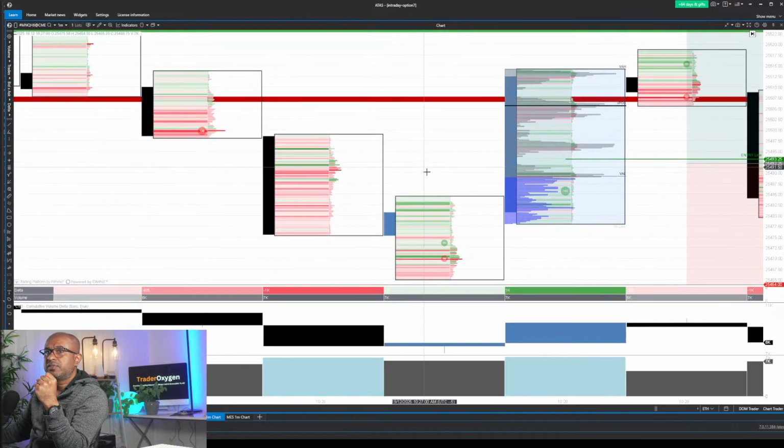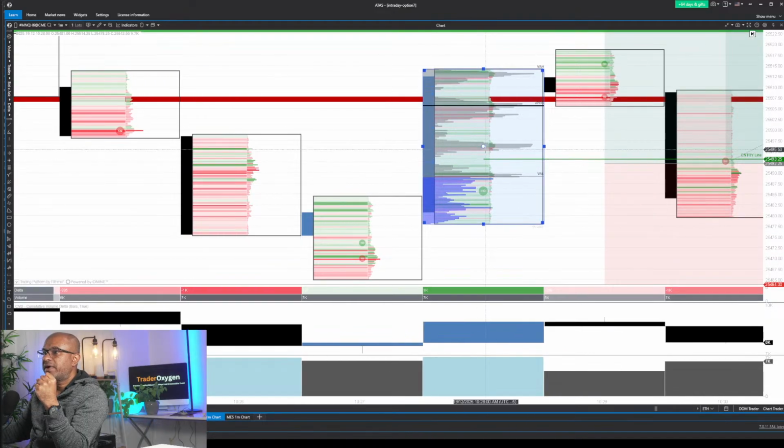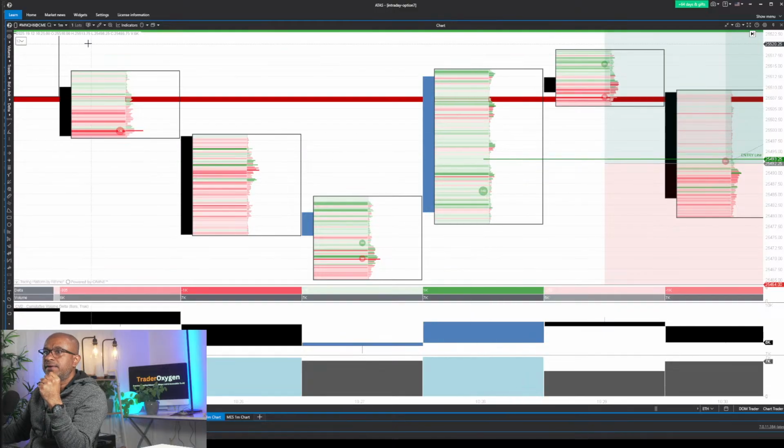Right? So with that, we understand absorption happened here. Then if I come back to what I said, I just drew the footprint, the volume profile for this individual candle. When I draw the volume profile for this individual candle, you can see, I will show it to you again because I was talking. So if I delete it, this is that individual candle.